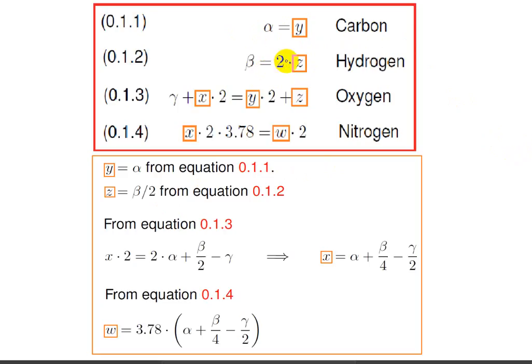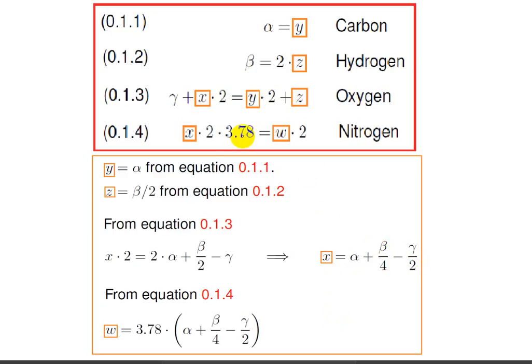Similarly, if beta is equal to 2z, then z must be equal to beta over 2. In the third equation, we can transfer this gamma over to the other side. We've done that right here, so then we have 2x is 2 alpha plus beta over 2 minus gamma, and then we'll fill in values that we've already found for the y and z terms, so we'll have x is equal to alpha plus beta over 4 minus gamma over 2.